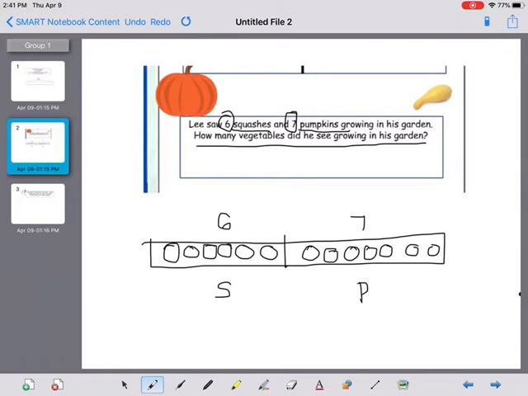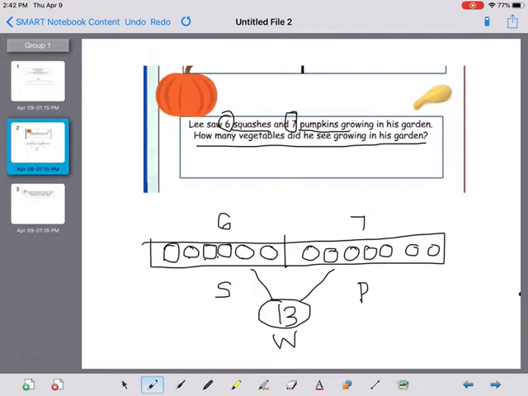Now we need to find out how many vegetables we saw growing in the garden. That means we had to take 6 and 7 and put them together. If you see here, it looks like a number bond, right? Just with pictures in it. 6 and 7 together, we want to count the first grade way. We know there's 7 here and count on the rest. 8, 9, 10, 11, 12, 13. So our unknown result here is 13. Our unknown result is the whole.